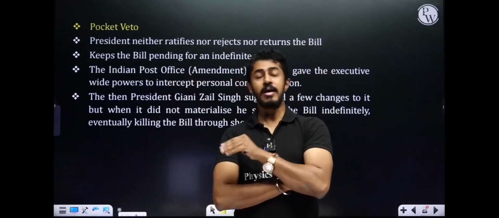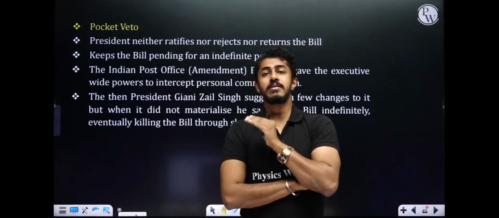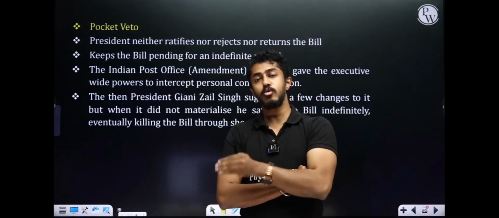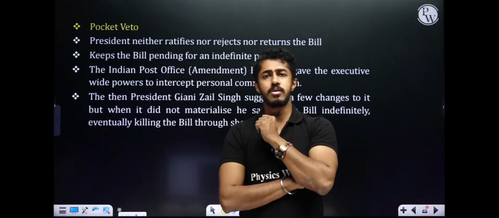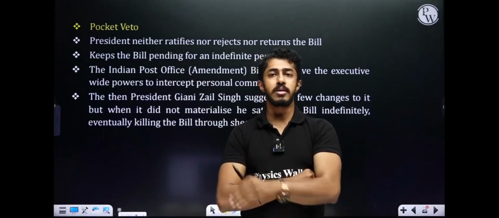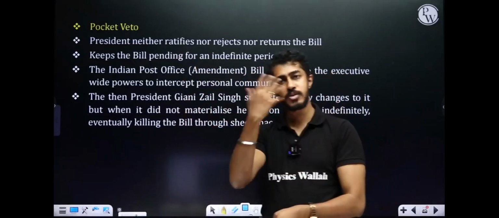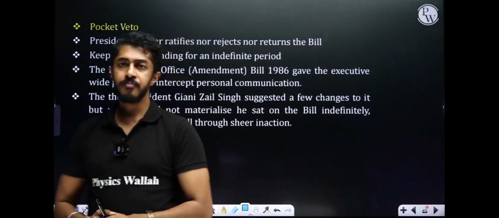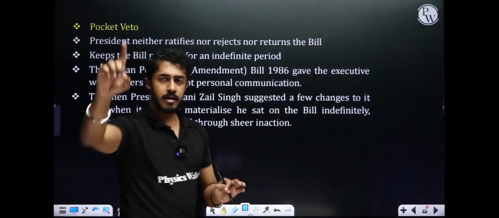Provisions are there, but who will use it? Which government would want to do it, that you remove the president? Nobody wants to do it. He kept on sitting on it. Eventually, the Rajiv Gandhi government collapsed. The bill also lapsed. Got the idea? Any doubts till here?